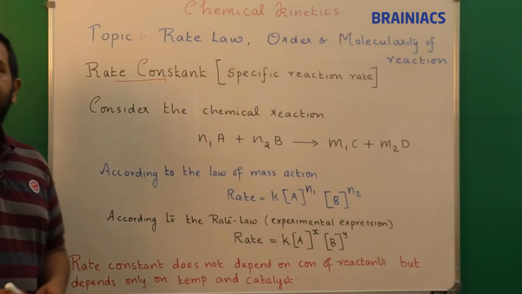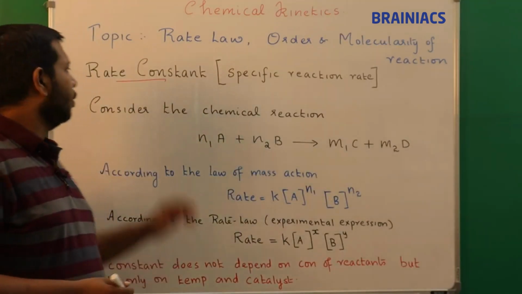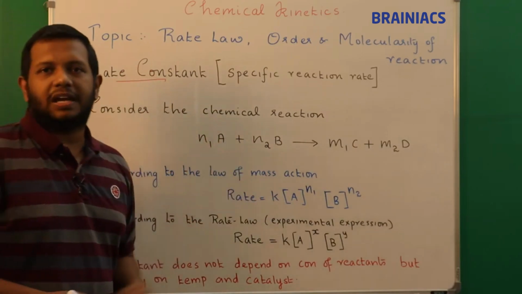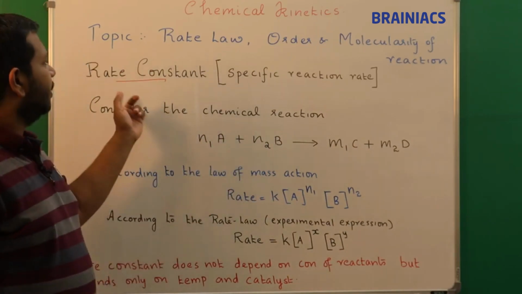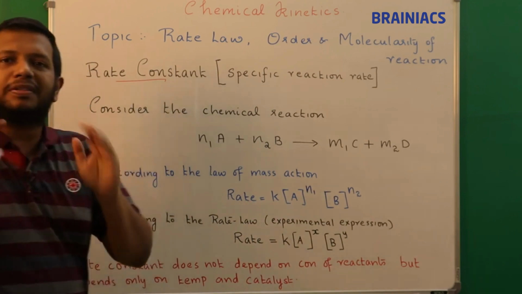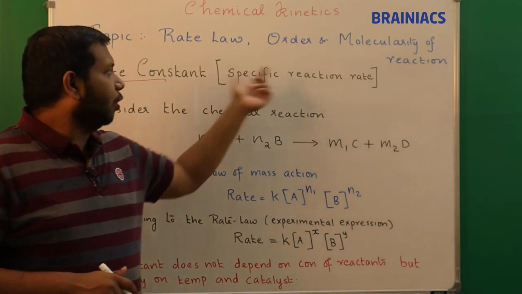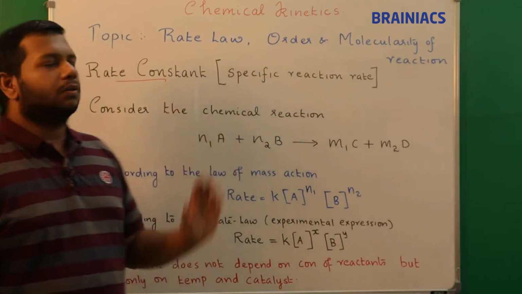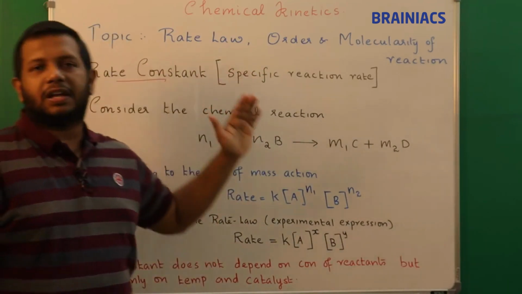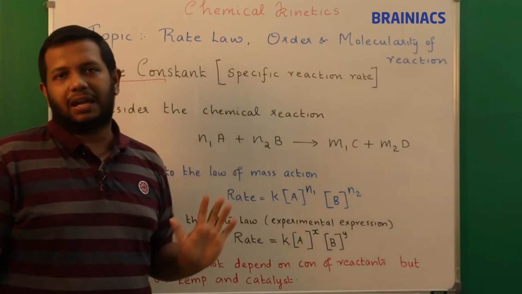Hi dear students. Next we will go into detail on what is the rate constant. We have seen it in the rate law expression. There is another name for rate constant, called specific reaction rate. Sometimes in the question paper they only mention specific reaction rate. Whether it is rate constant or specific reaction rate, it indicates the rate constant K.